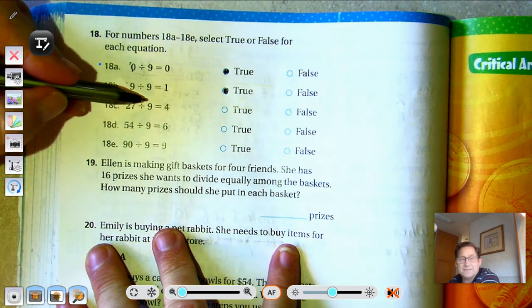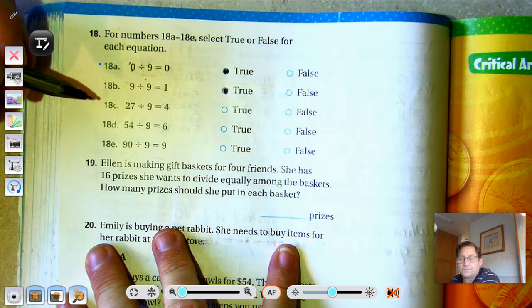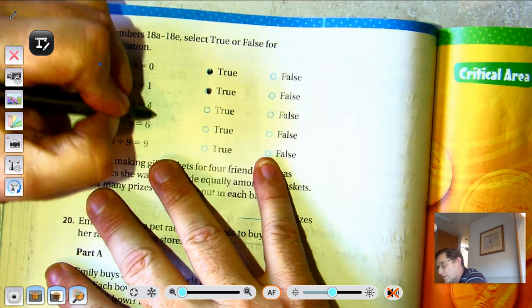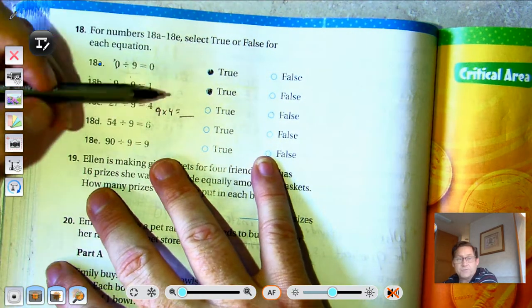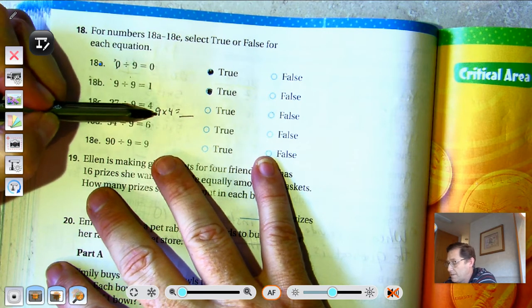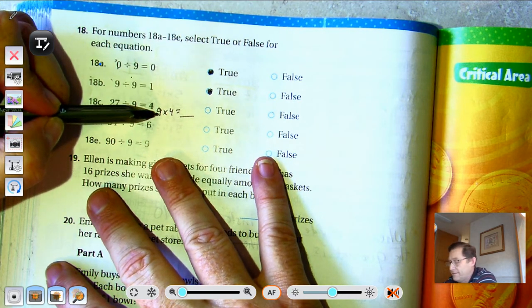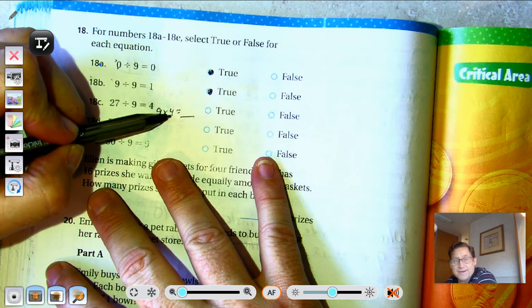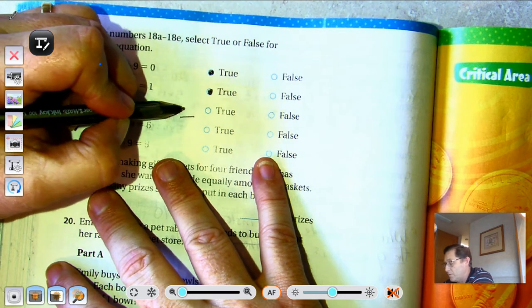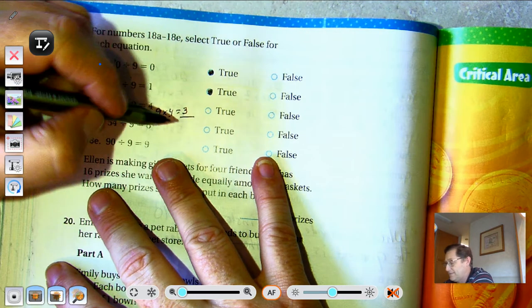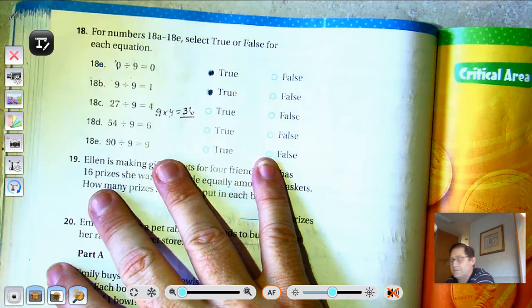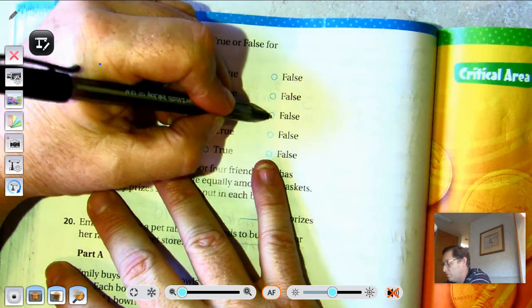Is 27 divided by 9 4? No, that's going to be false. Because remember, when we multiply by 9, there's a pattern that the number that I multiply by 9, the product will be 1 less in the tens place than that factor. So 36, so false.